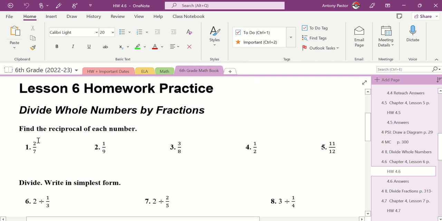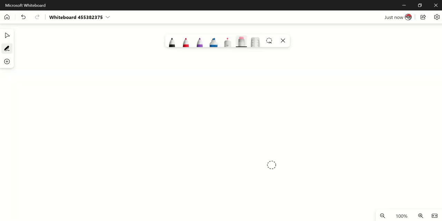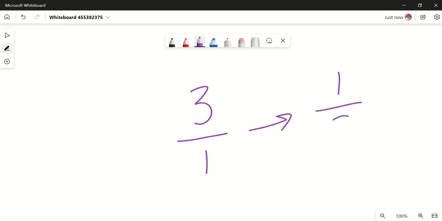So the 7 goes on top, 2 goes on bottom, 9 goes on top, 1 goes on bottom. And this one, of course, you'll have to simplify because it's 9 over 1. It becomes just 9, and so on. If for any reason you have a trick question like this, where they ask you to find the reciprocal of a whole number, just be aware that a whole number is over 1. So the reciprocal of 3 would be 1/3.